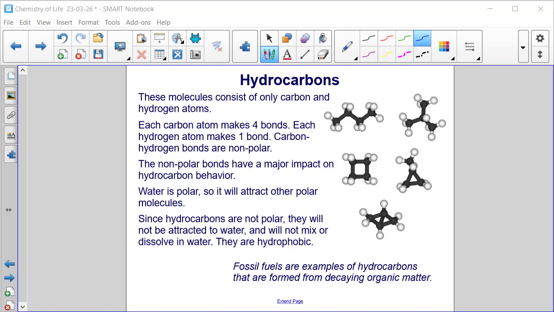Water is polar, so it will attract other polar molecules. Since hydrocarbons are not polar, they will not be attracted to water and will not mix or dissolve in water. They are hydrophobic. Fossil fuels are examples of hydrocarbons that are formed from decaying organic matter.